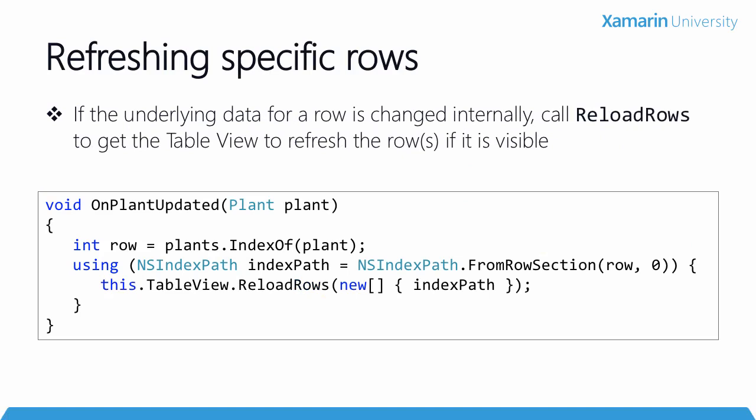If it's not an insert or a delete of a row, but is instead an update of the data populating the row, then you can use the reload rows method. This will refresh the table view cell if the row is visible. Again, you can see we're creating an NSIndexPath and then calling reload rows, passing an array of the index paths. If you include more than one index path, then each one will be refreshed in turn.